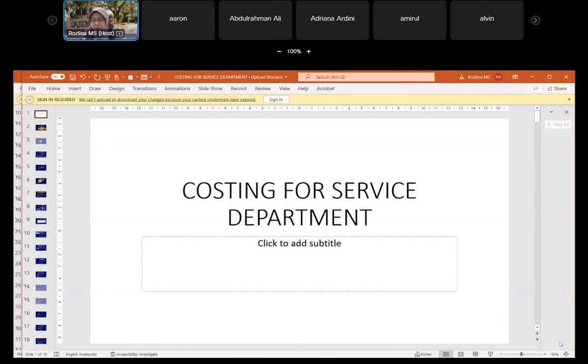We have finished our posting for the production department. That is the traditional approach and also activity based costing. Traditional costing and activity based costing. Okay. So today we go further by looking at the costing for service department.